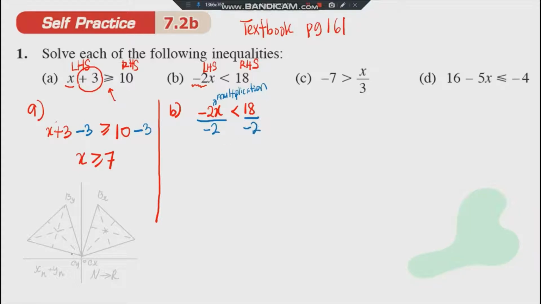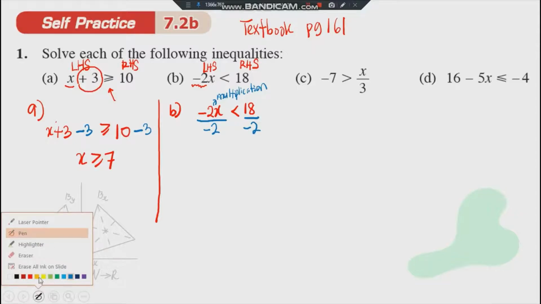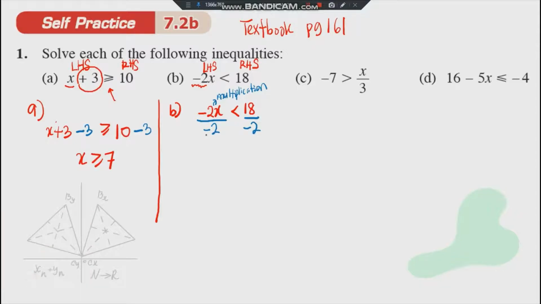Since we're dividing by a negative number, which is negative 2, our inequality symbol will change, it will be reversed. So from your left hand side, negative 2x divide negative 2, you will get x. So your symbol will be reversed. It will become greater than, and 18 divide negative 2, you will get negative 9.